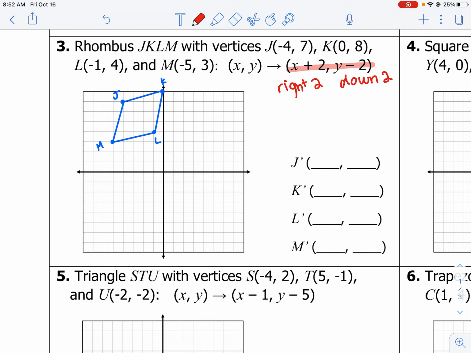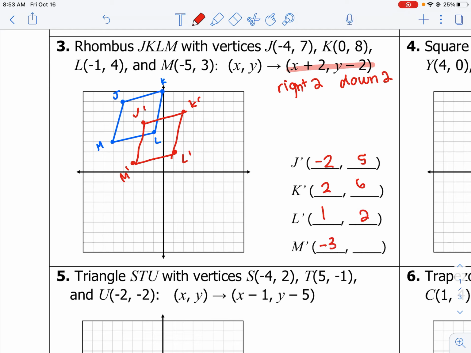Then we go right 2, down 2. All right, so that is my new image. I have J, K, L, M, and those are all the primes. My new points are at -2, 5, 2, 6, 1, 2, and -3, 1.